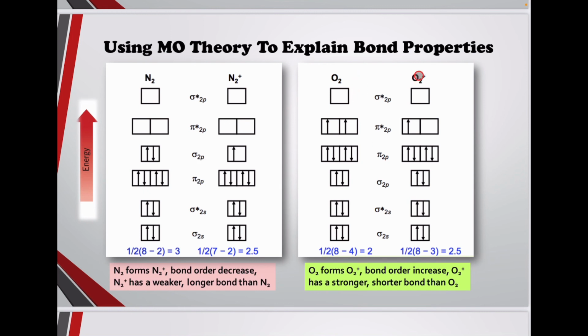O2 and O2 positive: when O2 forms O2 positive, the bond order increases from 2 to 2.5. O2 positive has a stronger, shorter bond than O2. So here O2 positive lost one electron. So here it is missing one electron compared to O2, which has 2 electrons at pi antibonding 2p.